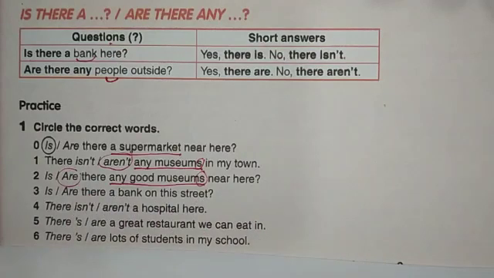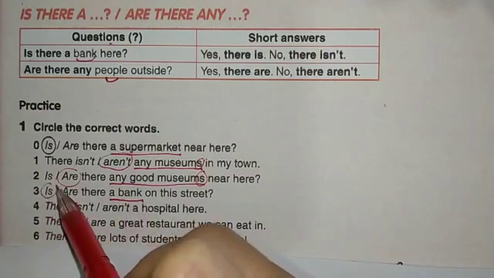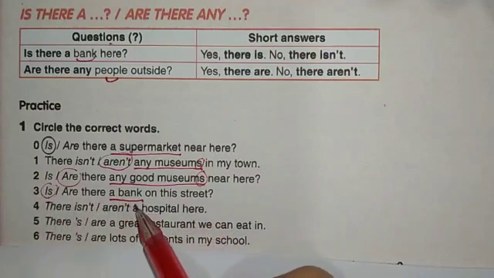Next, we have number 3 here. Is or are there a bank on this street? Now, let us underline here, a bank. Is it singular or plural? Yes, that's a singular noun. Only one, a bank, right? So the answer will be "is". Is there a bank on the street?